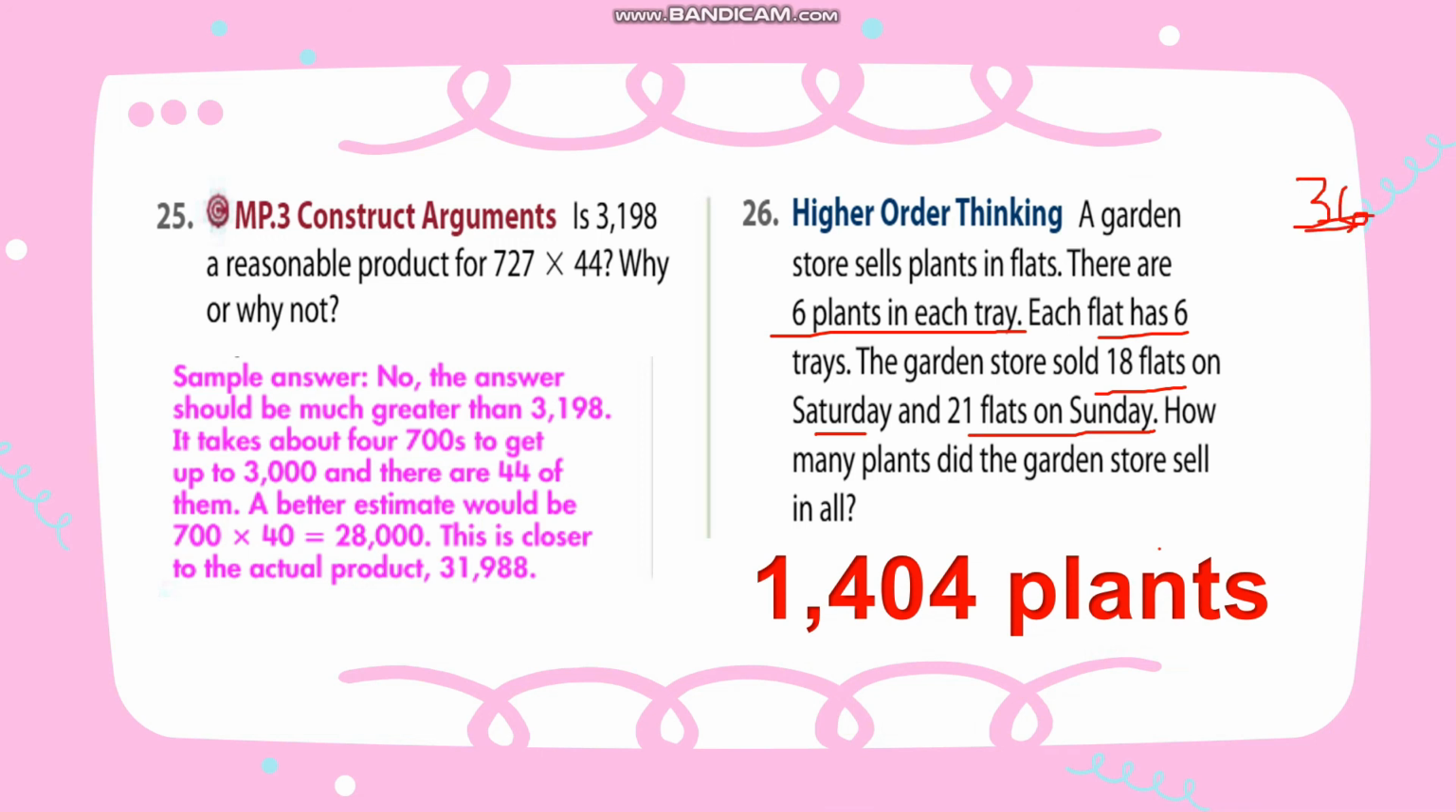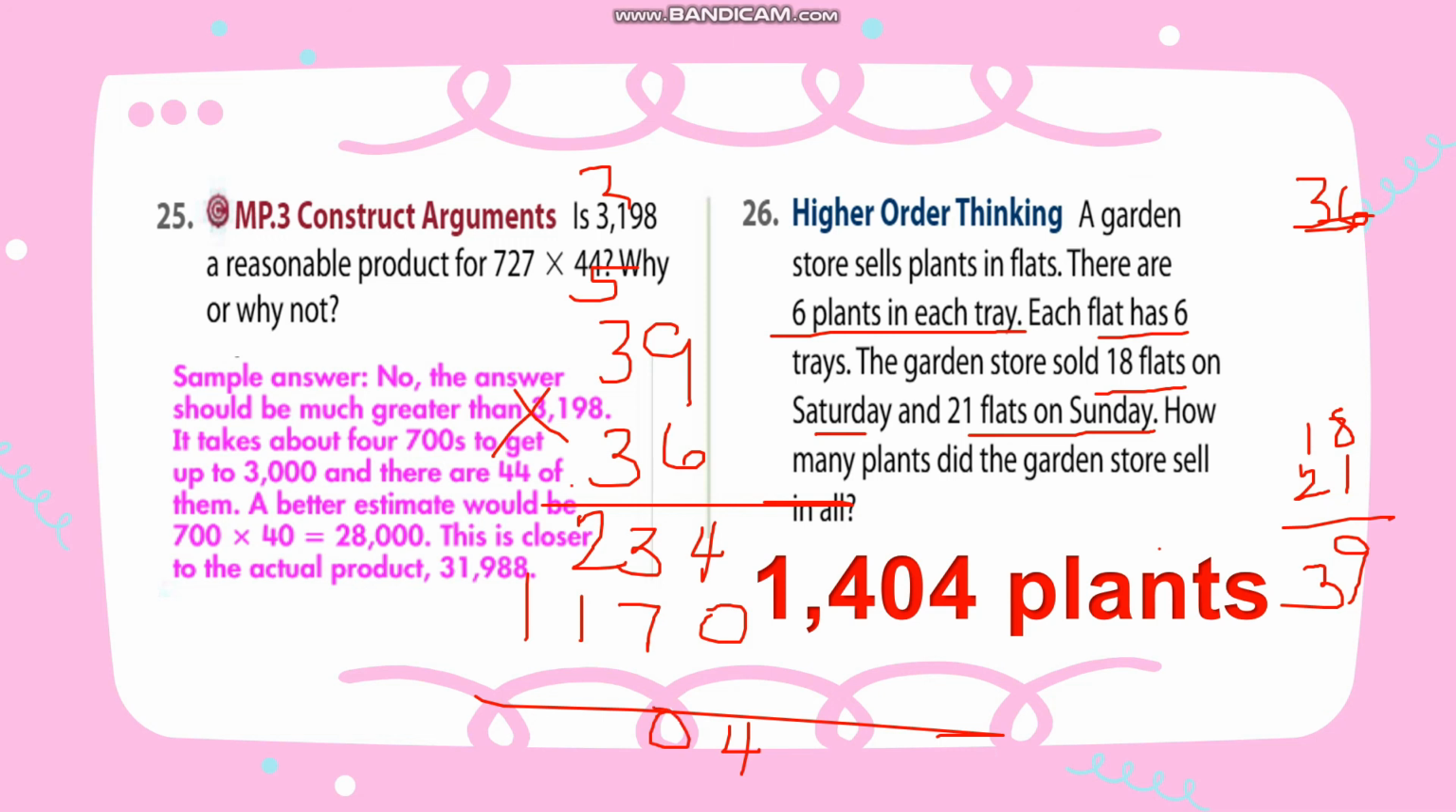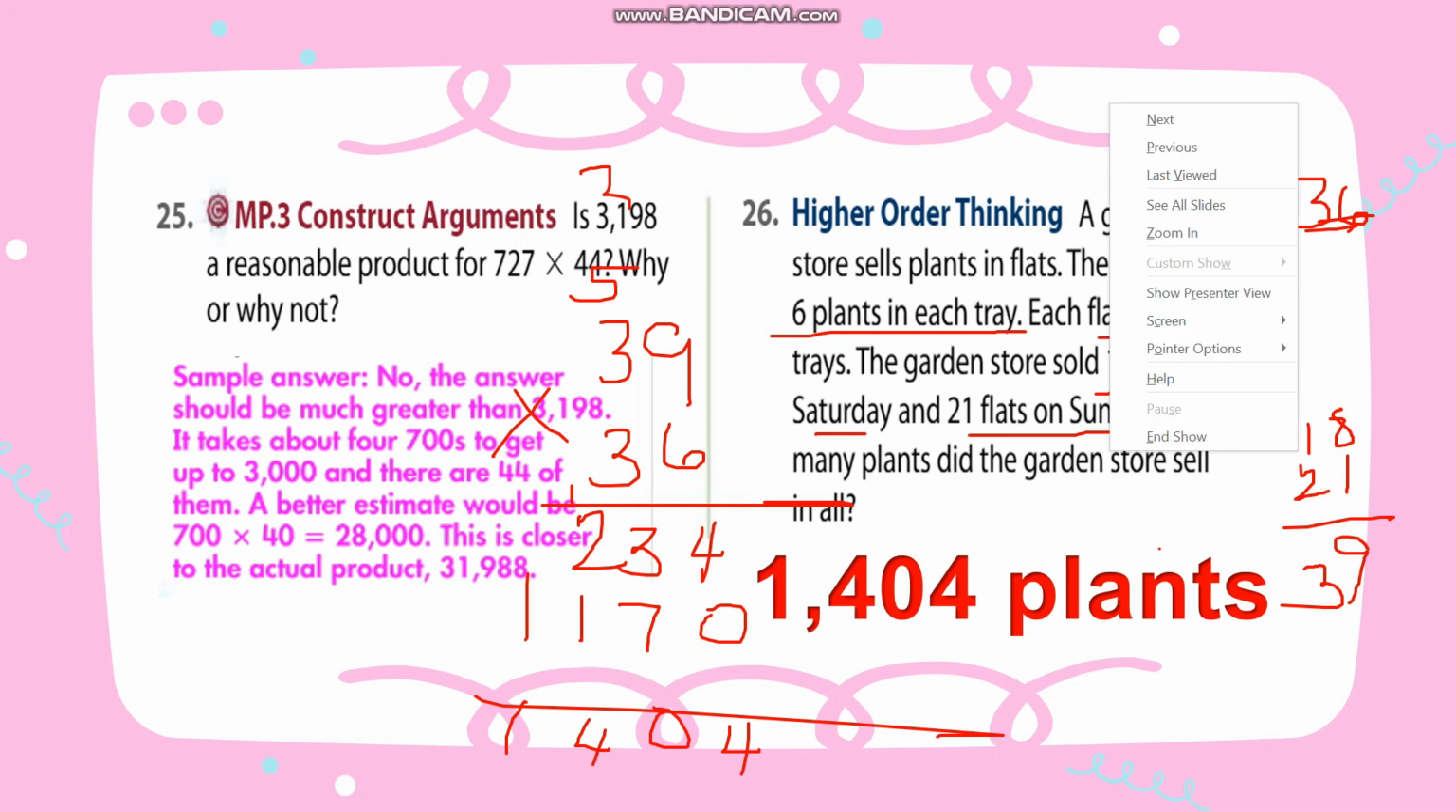Then the garden store sold 18 flats on Saturday and 21 flats on Sunday. So 18 plus 21 is 39. So 39 multiplied by 36. So 9 times 6 is 54, regroup 5. 6 times 3 is 18 plus 5 is 23. Then we need to put 0. 3 times 9 is 27, regroup 2. 3 times 3 is 9 plus 2 is 11. So this becomes 4. This is 10, regroup 1. So this is 4 and this is 1. So the answer is 1,400 plants.